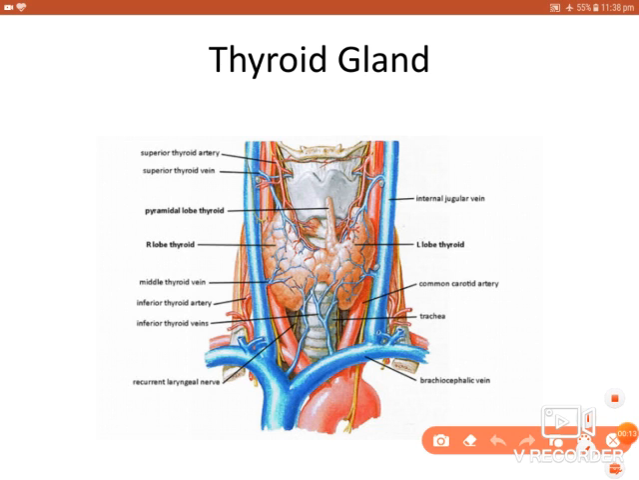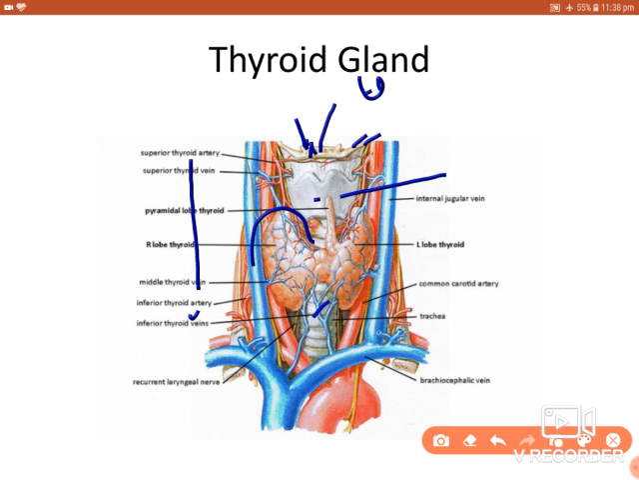Coming to the location of this thyroid gland, see here, this is the anterior region of the neck. Up here you can see the hyoid bone. This is the body of the hyoid bone. This small projection is the lesser cornu. This is the greater cornu. Here, this cartilage is the thyroid cartilage. This S-shaped structure here is the thyroid gland.